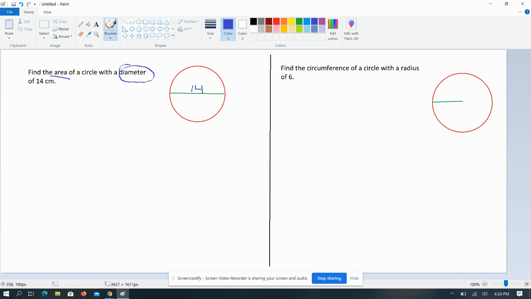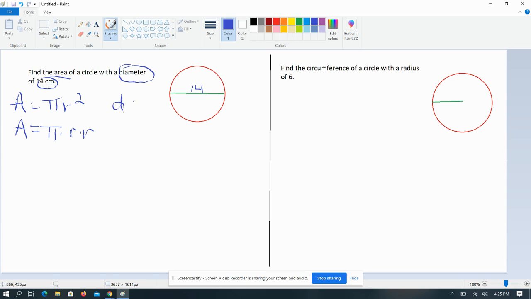So I'm going to look back at my formula chart, and it's going to tell me that the area is equal to pi r squared. When I look at that formula, I can also remind myself that whenever I square a number, it's basically the number times itself. So I can rewrite that formula as pi times r times r.